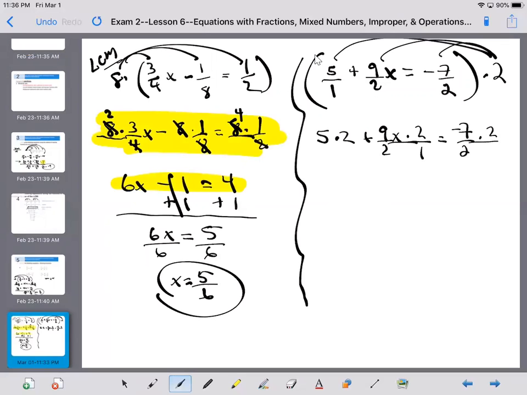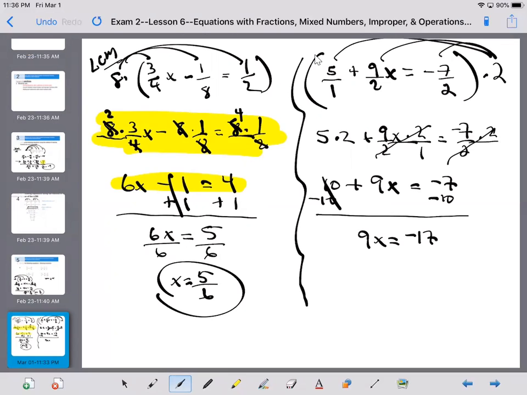So this will be 5 times 2, that's going to be 10, plus these 2's will divide out, leaving you with 9x. And these 2's will divide out, leaving you with negative 7. So we're going to subtract 10, and that'll give us 9x is equal to negative 17. Divide by 9, so x would be negative 17/9.